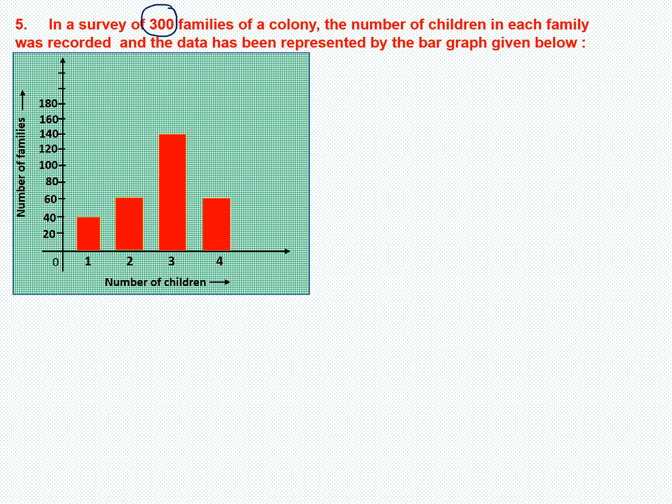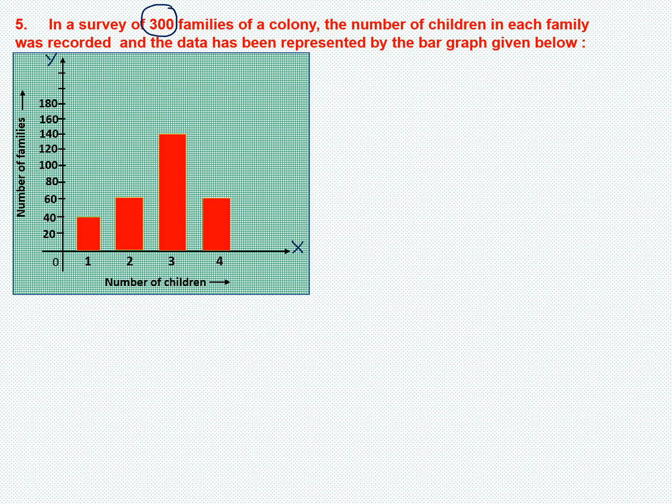So here what is shown on the x-axis, this is the x-axis. On the x-axis, number of children are shown. On the y-axis, number of families are shown. That means now 1, 2, 3 and 4 are telling us how many children there are. And the bar will tell us how many families have this many children.